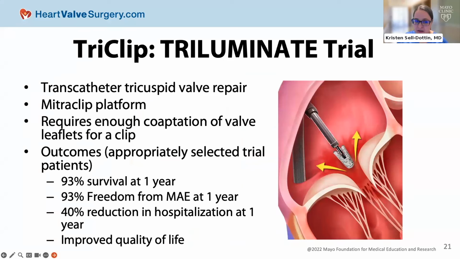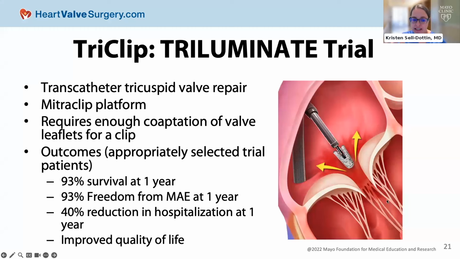The TriClip trial or Triluminate trial, this is one of the earlier devices that we've used in trying to repair the tricuspid valve. This is actually using the MitraClip platform. So you see in that picture, the little white device that looks kind of like a clothespin gets pushed down below the valve leaflets and then actually grabs the leaflets on either side to pinch them together and try to prevent leakage through the center.